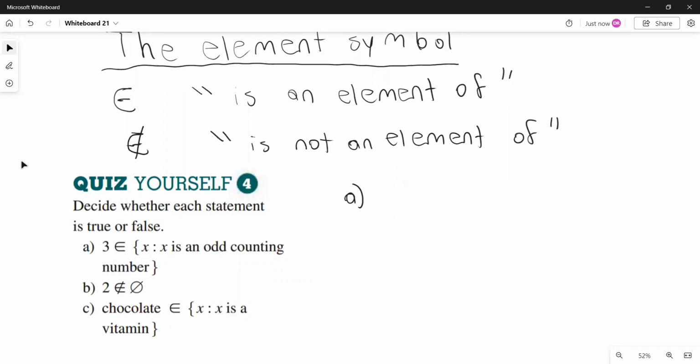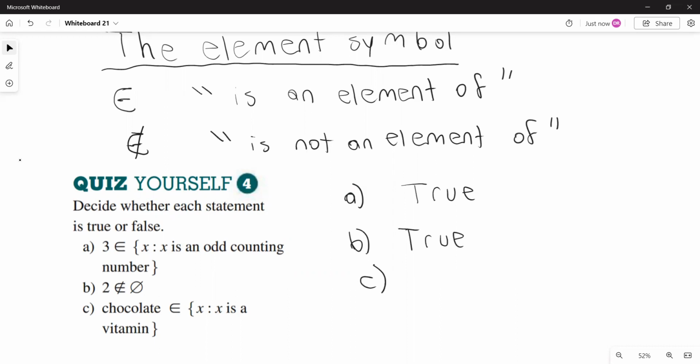So part A, 3 is an element of the set of all x, such that x is an odd counting number. So this one is true because the odd counting numbers are going to be 1, 3, 5, 7, and so on. B, 2 is not an element of the empty set. Well, since the empty set has no elements, 2 cannot be an element of something that has no elements. So this is also true.